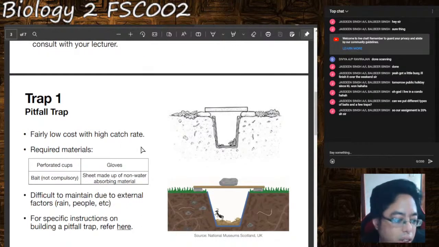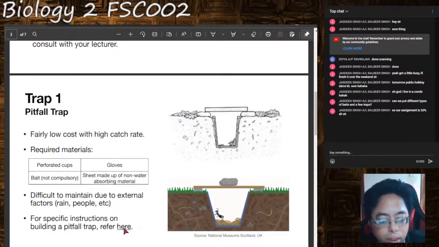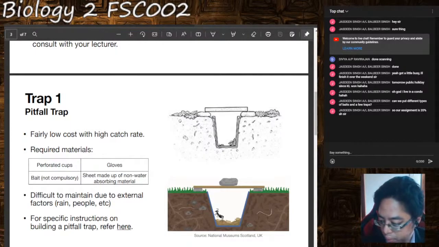This one is pitfall. This one is low cost. You just dig a hole, and then put a cup, and then you put something like a wood and a rock on top. What will happen is that the ants will go inside, and then they cannot escape. Let me just copy the link and put it into the chat.